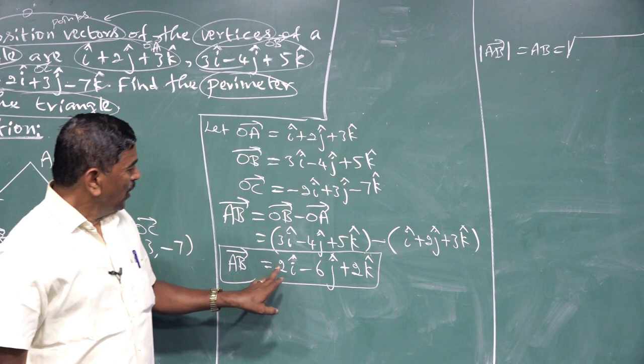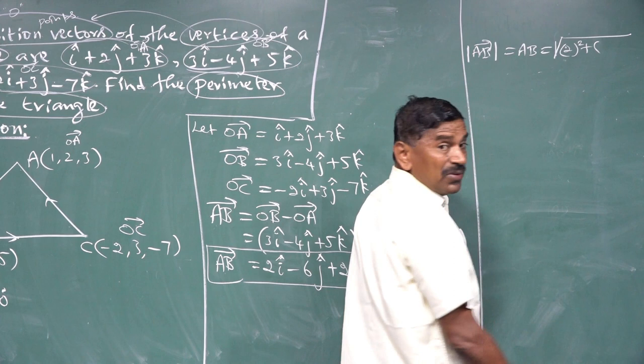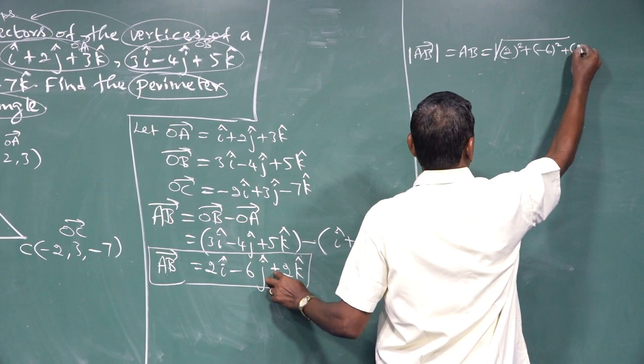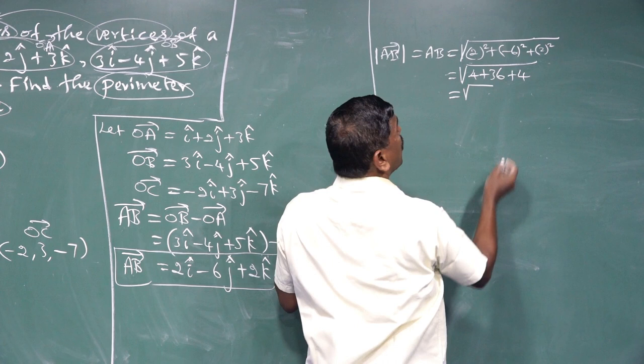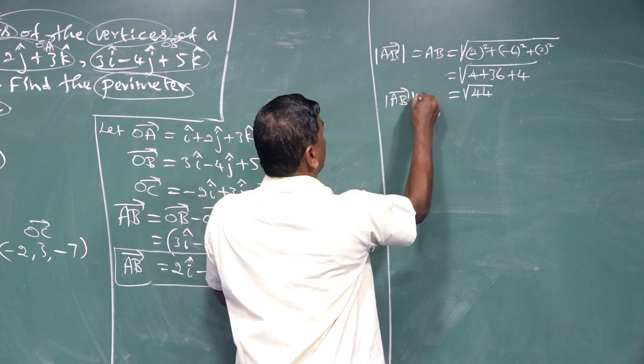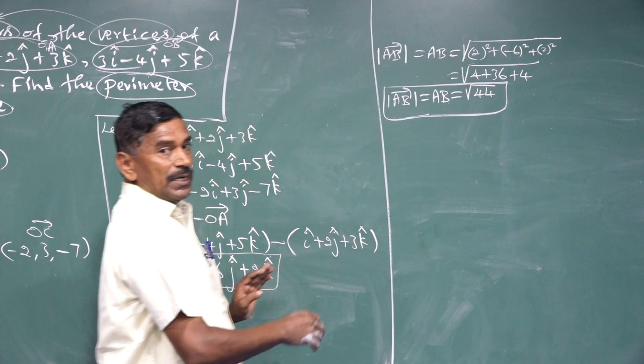Now, 2 the whole square plus minus 6 the whole square plus 2 the whole square, extend to root, which is equal to square root of 4 plus 36 plus 4, which is equal to square root of 44, which is modulus AB vector equal to AB, which is the first answer, that is the first side.